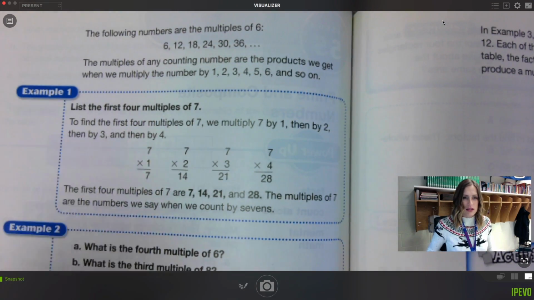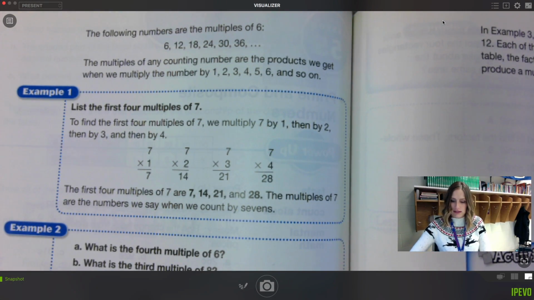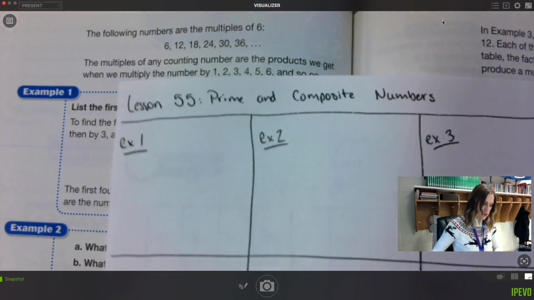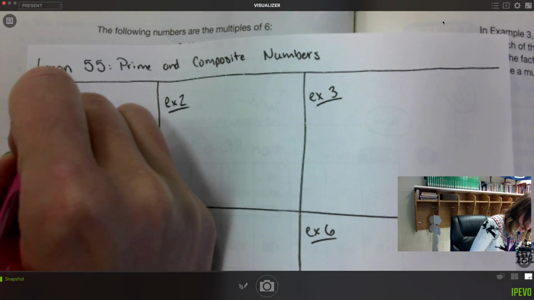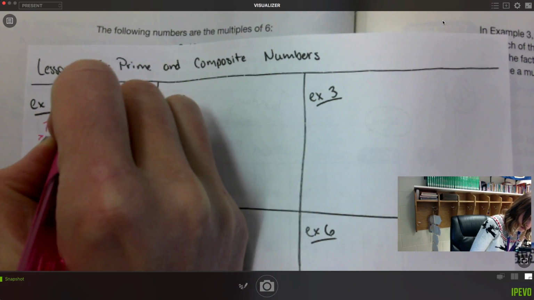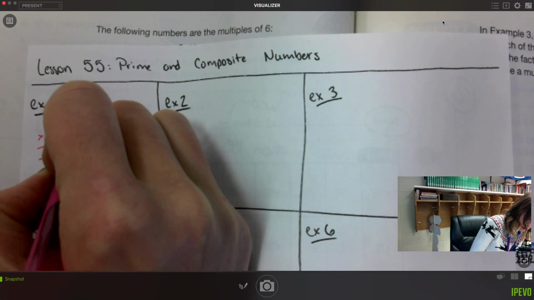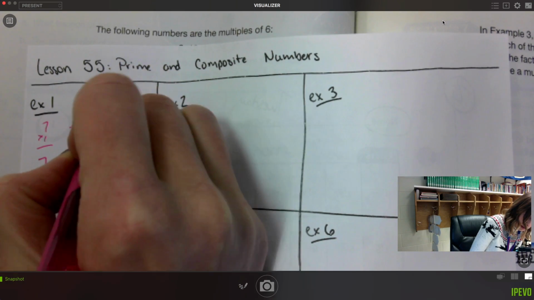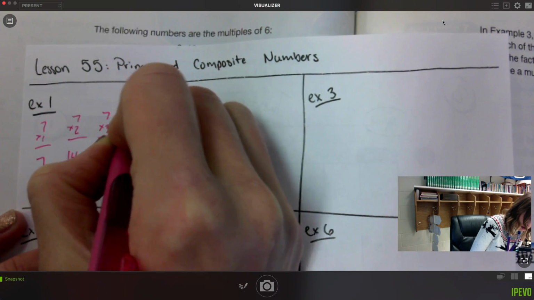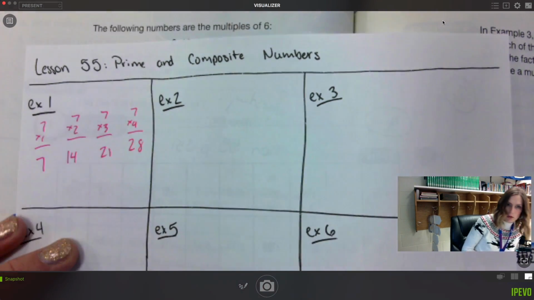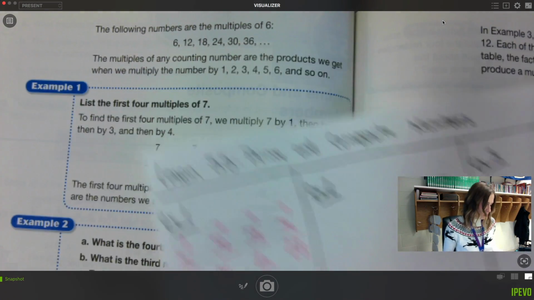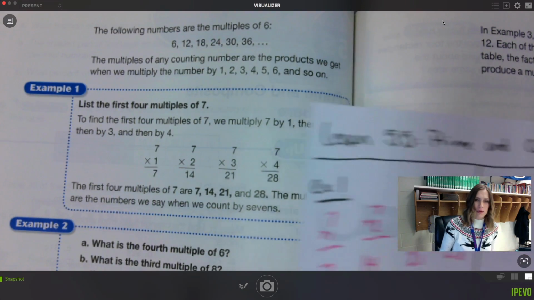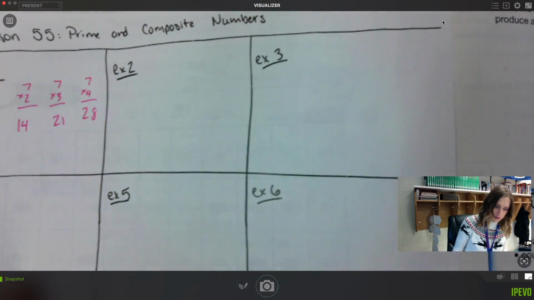Example 1 says list the first 4 multiples of 7. So think, what's 7 times 1? 7. 7 times 2, 14. 7 times 3, 21. 7 times 4, 28. All right? Example 2. What is the fourth multiple of 6?